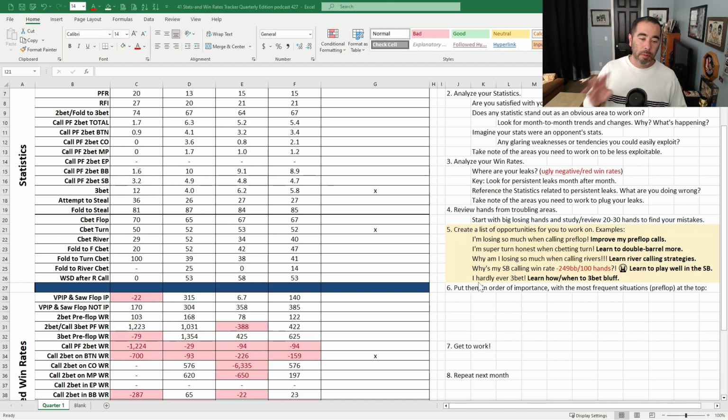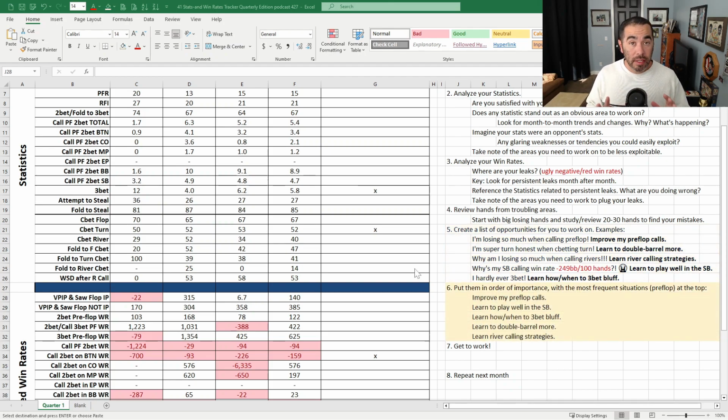And the 5th thing, maybe you realize you hardly ever 3-bet. Well, you need to learn how and when to 3-bet bluff. So write those 5 things, whatever they are, your opportunities, in your poker journal or directly on the tracker right here. Alrighty, so once you have your list of areas to work on, you want to put them in order of importance with the most frequent situations at the top of the list.